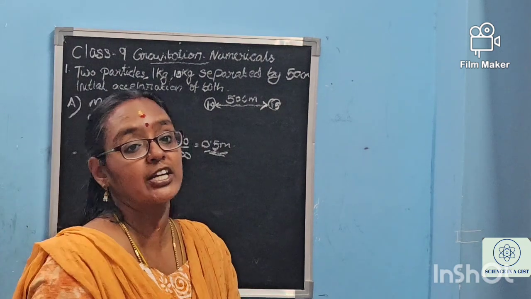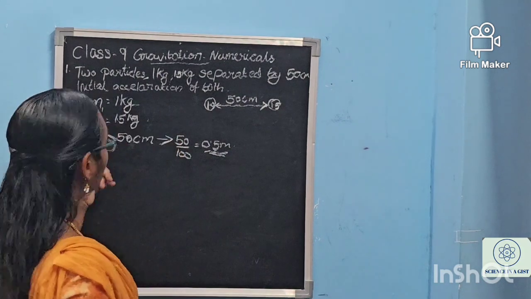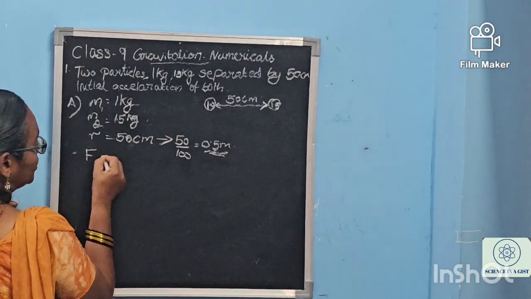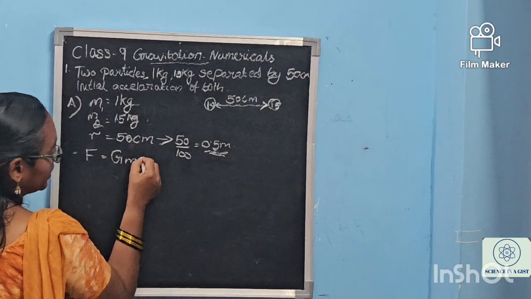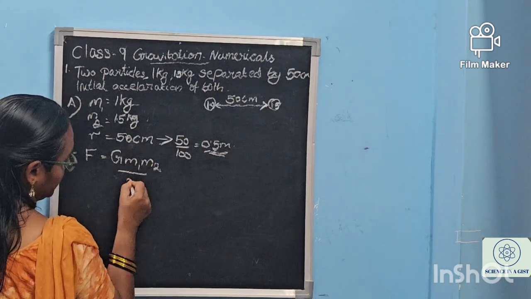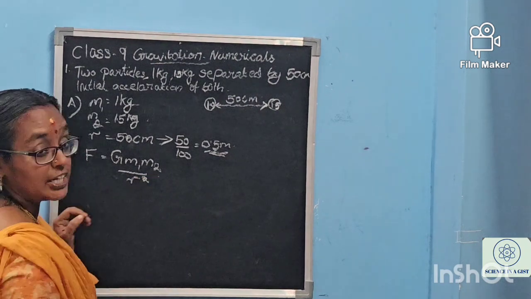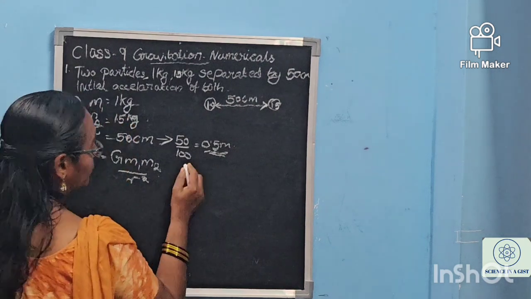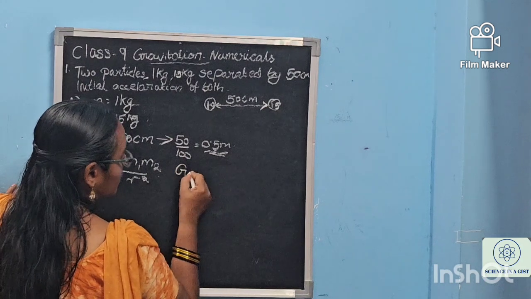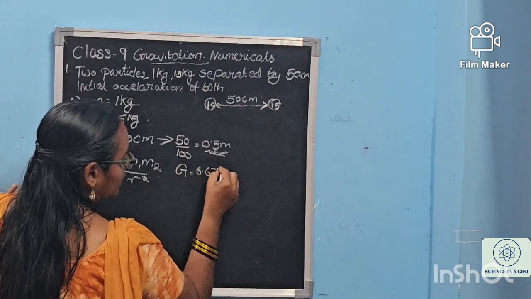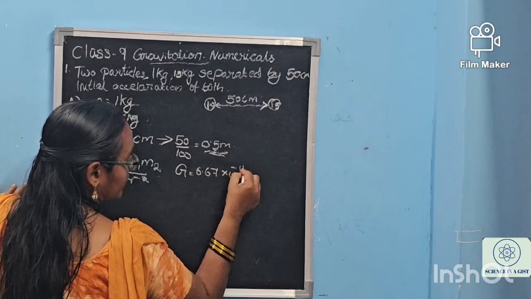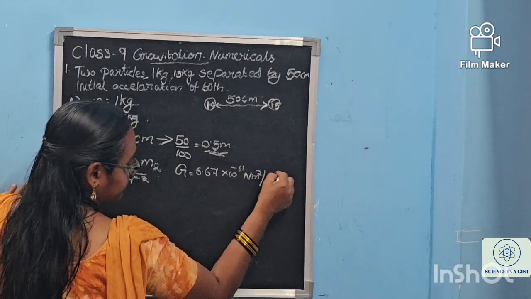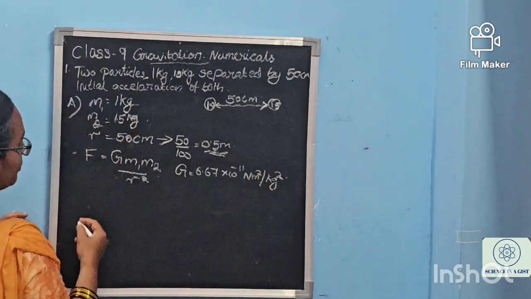Then what? You have to find the initial acceleration. For finding the acceleration, you have to find the force. Is the force given? No. So what is the way to find force? The equation F is equal to capital G M1 M2 divided by R square, isn't it? For that, the G value should be known. The G value is the one which you know already. Gravitational constant G is equal to 6.67 into 10 raised to minus 11 Newton meter square divided by kg square. So applying everything, we will find F.